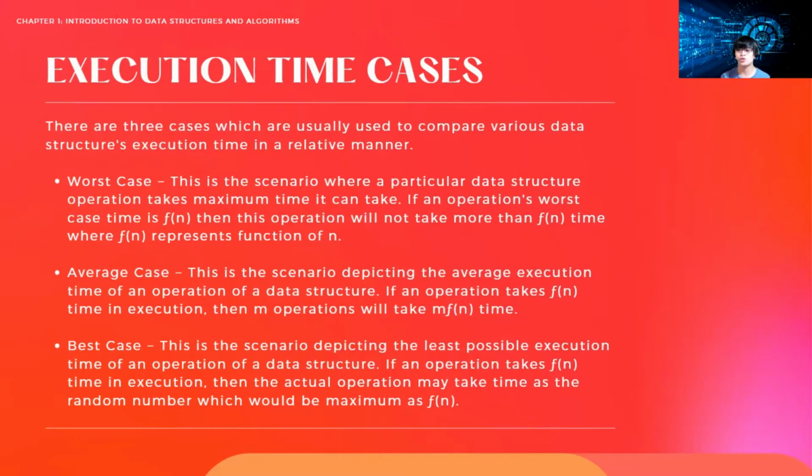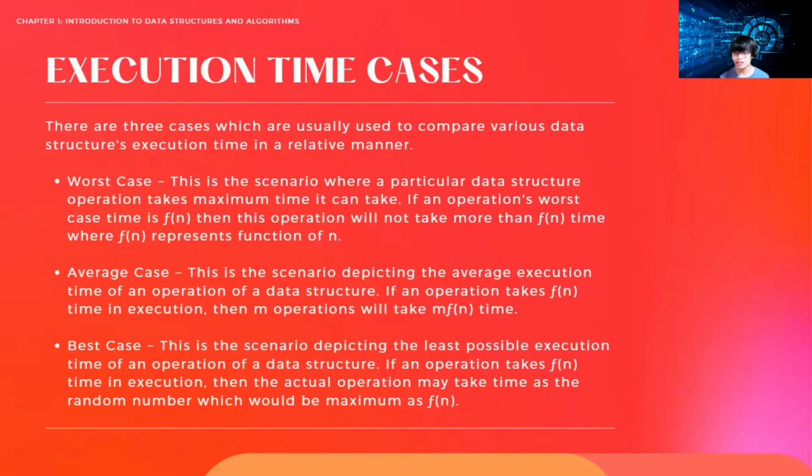If an operation's worst case time is, let us say, f of n, a function of n, then this operation will not take more than f of n time. So let us say, for example, the maximum time you set is that the execution should only take 10 seconds. But then the execution took 50 seconds. So it exceeded the maximum time you set, which is the worst case.